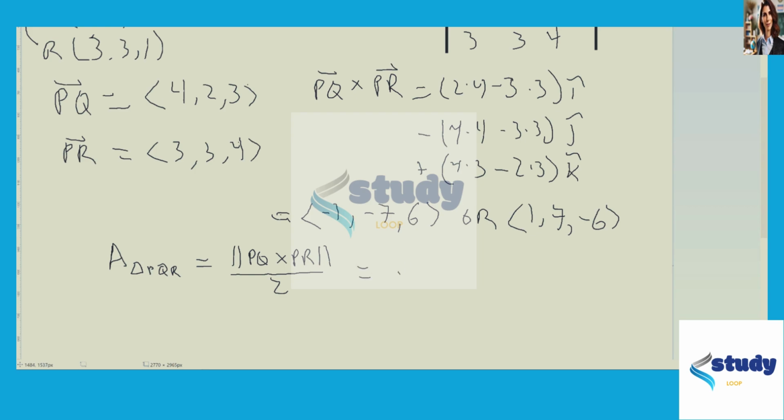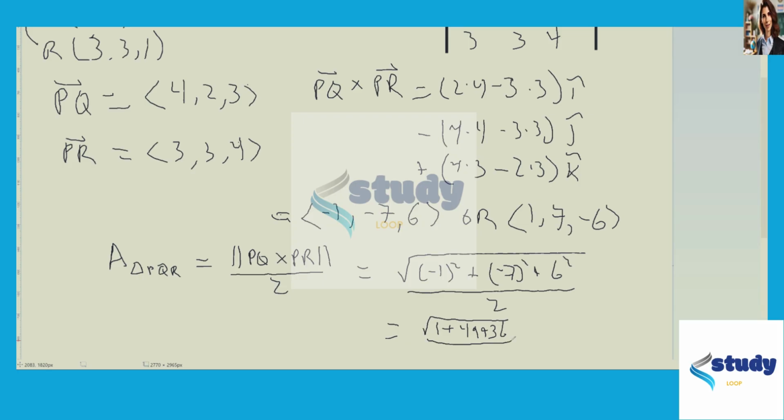And so this is just going to be the square root of the first component squared plus the second component squared plus the third component squared, all divided by 2. And so we're looking at the square root of 1 plus 49 plus 36, all divided by 2, giving us the square root of 86 over 2 as the area of triangle PQR.